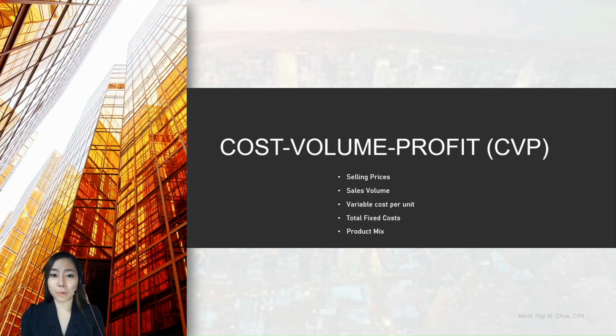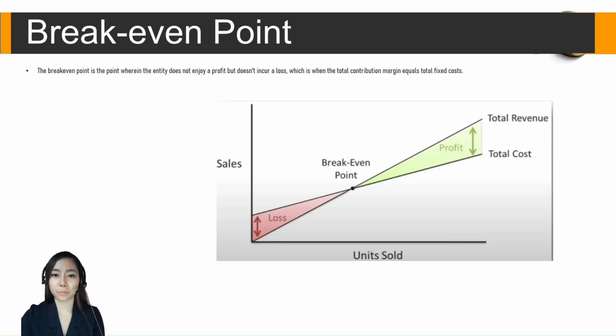One of the main points in the discussion of CVP analysis is the determination of the entity's break-even point. The break-even point is a point wherein the entity does not enjoy a profit but does not incur a loss, which is when the total contribution margin equals total fixed cost. This is a determinant of how much in sales or how many units must be sold to at least cover all operational costs.